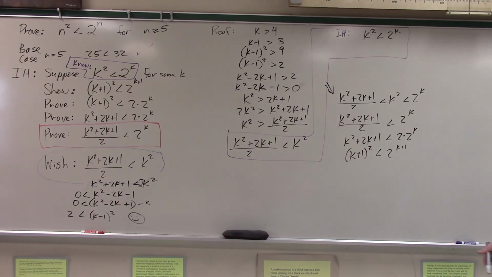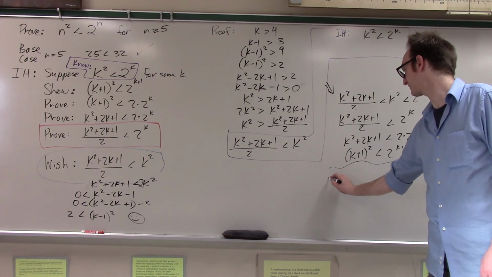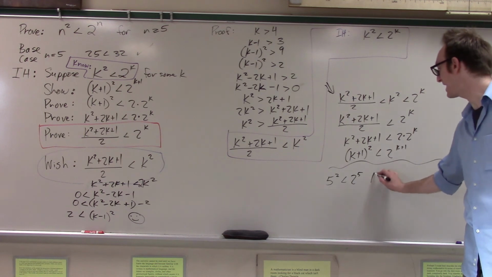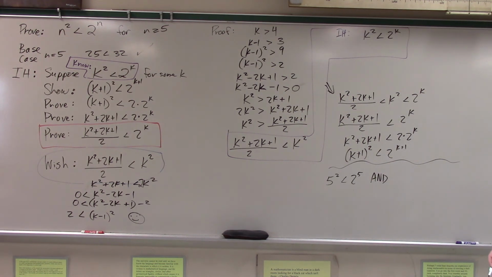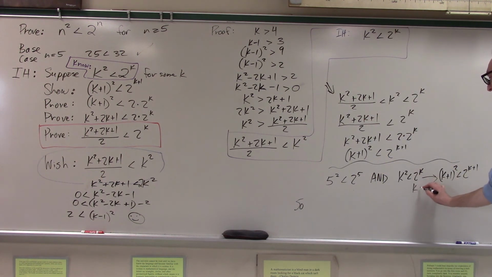So what have we really done here? What we did is we showed that 5 squared is less than 2 to the 5th by brute force. And we showed that whenever k squared is less than 2 to the k, then it must be true for the next number, that k plus 1 squared is less than 2 to the k plus 1. So whenever this inequality is true for k, it's true for the next number k plus 1, assuming that k is greater than 4.